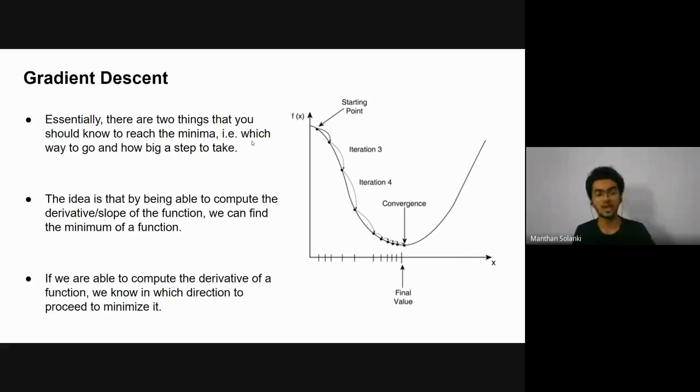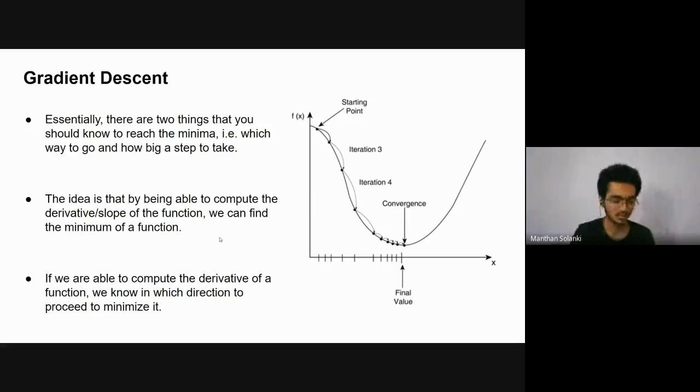Here I write one thing. The idea is that by being able to compute the derivative, the slope of a function, we can find the minima of the function. Gradient descent is a first-order optimization algorithm, which is dependent on the first-order derivative of the loss function.